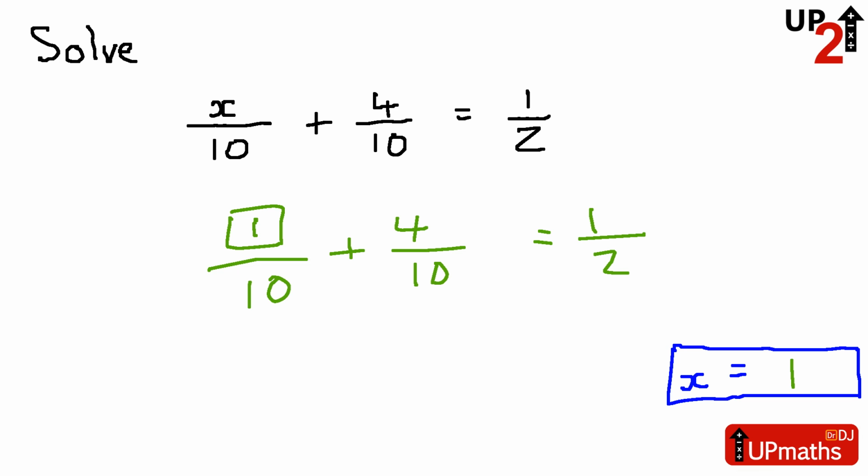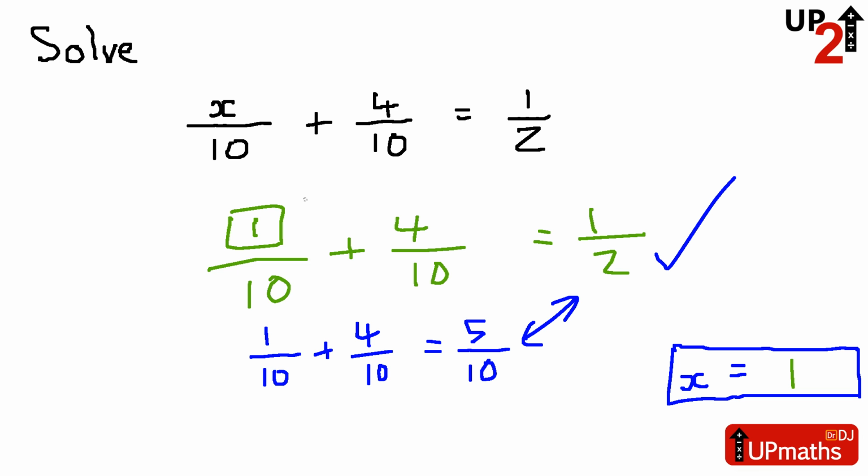Reason is that 1/10 plus 4/10, that'd be 5/10. Oh wait, but 5/10 is the same as a half. There you go. That means that x equals 1. Hopefully that was helpful.